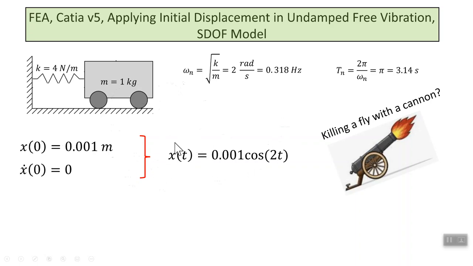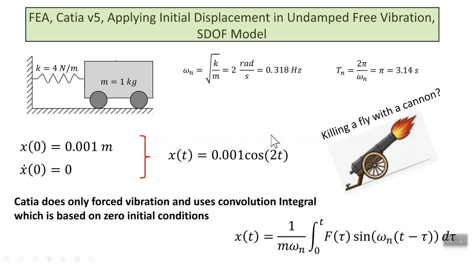Elementary vibrations gives you an analytical solution like that, but what we want to do is ask Catia to do this for us. The problem is that in Catia, dynamics is linear dynamics, and therefore the Duhamel integral or convolution integral is used in order to calculate the response. Now this F is the force acting on the mass during the time of simulation.